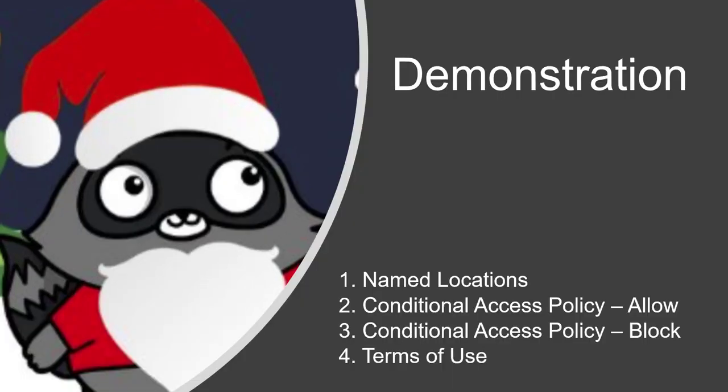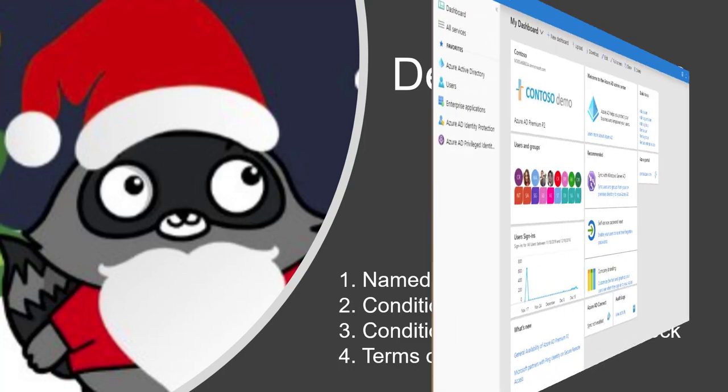So now to the demonstrations. I'm going to do a demonstration of named locations, how you can set them up and what they are. Then I'm going to do a conditional access policy that allows access, a conditional access policy that blocks access, and a conditional access policy that includes a specific terms of use that you need a user to sign or agree to before they are allowed access. Let's dive in and do some demonstrations.